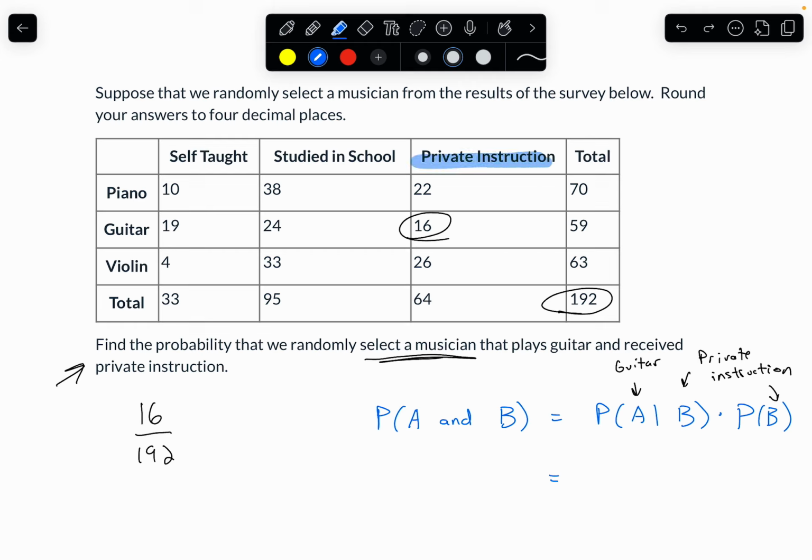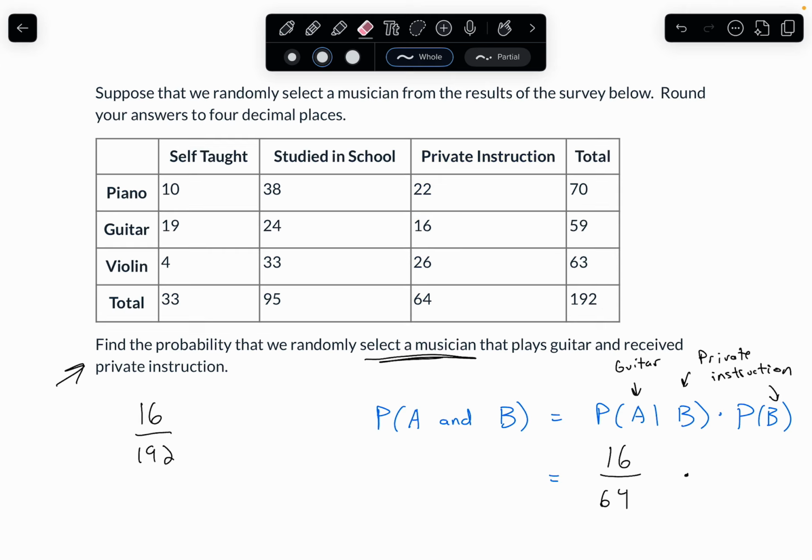Okay, so the probability, first of all, that they play guitar given that they received private instruction. So that would mean I'm only considering the private instruction column. So I have a total of 64 of those individuals. So 64 individuals that received private instruction. How many of them played guitar? Well, there's 16 of those individuals. So 16 out of a total of 64. There's my first part. Times the probability of B, the probability that they received private instruction.